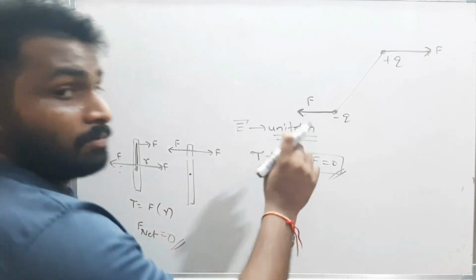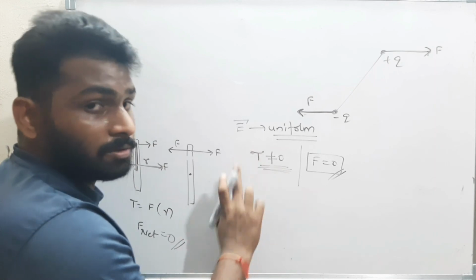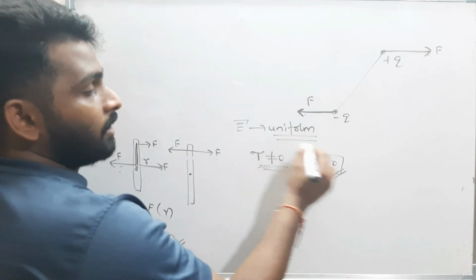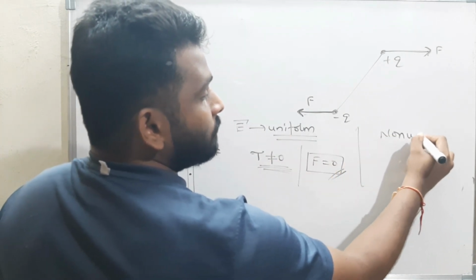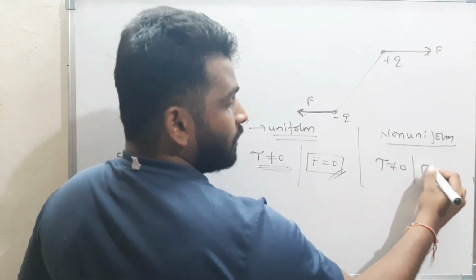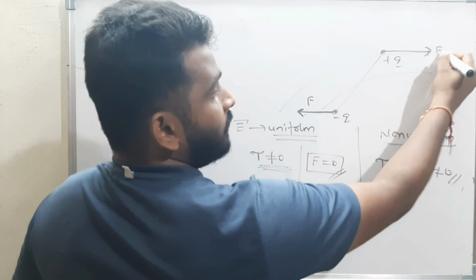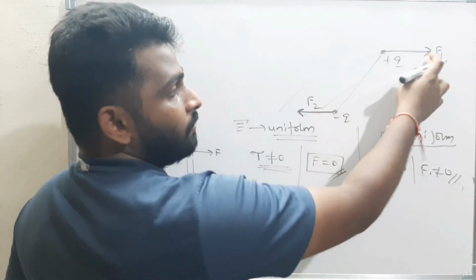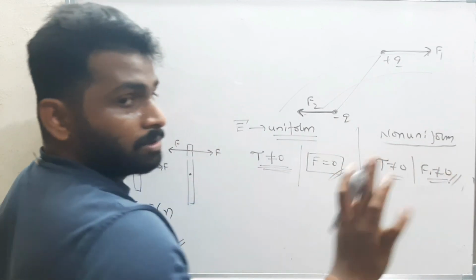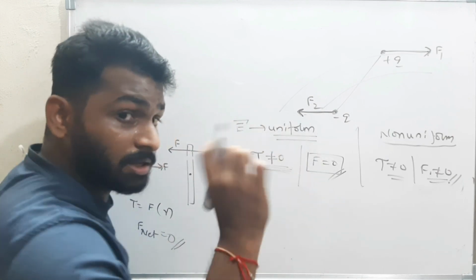The same condition here. Whenever I keep a dipole in a uniform electric field, the torque may be 0 or may not be 0, but the net force is always 0. If I keep it in a non-uniform electric field, then the torque is not 0 as well as the net force is not 0. Here the force is F1, here the force is F2. Therefore, F1 and F2 are opposite but different forces. Therefore, the net force is not 0. Here the net torque is also not 0. But when I place it in a uniform electric field, the net force is always 0. Please remember this. This is one of the previous IIT questions.